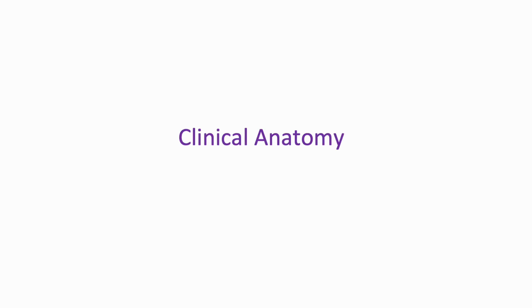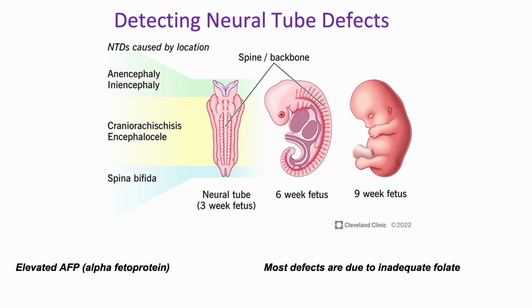All right, so with that understanding, we're going to talk briefly about a couple of clinical anatomy points. First, neural tube defects. So neural tube defects can happen anywhere along the spinal cord. We're primarily going to be concerned with them happening at the caudal pole near the tailbone, and this is going to be called spina bifida.